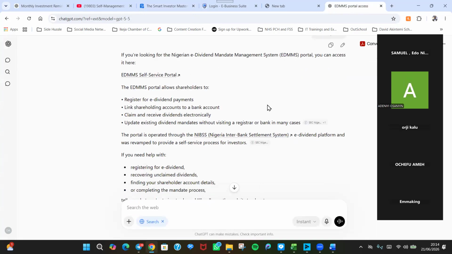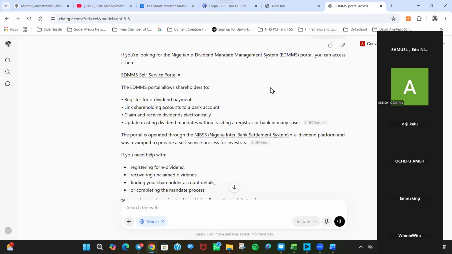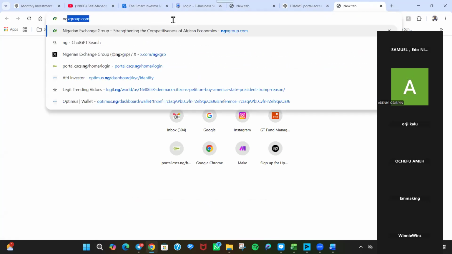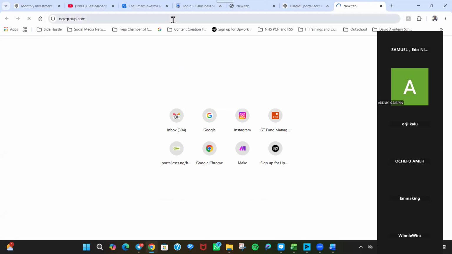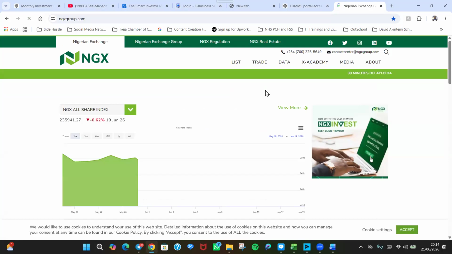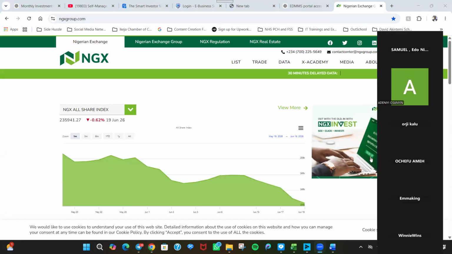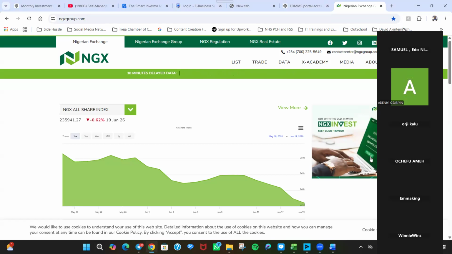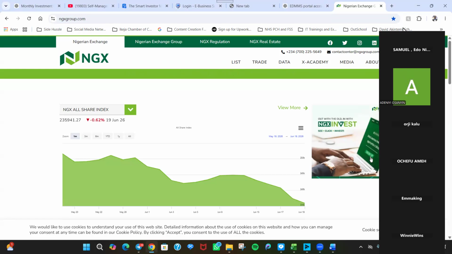So let me just see if I can go to that website. The link is inside the Telegram group, but I'll just see if I can go in here. So let's say NGX group. Okay, good. Right. So this is the website of the NGX group. Let me minimize this. This thing keeps blocking my view. Oh, just bear with me. There's something blocking my view here.